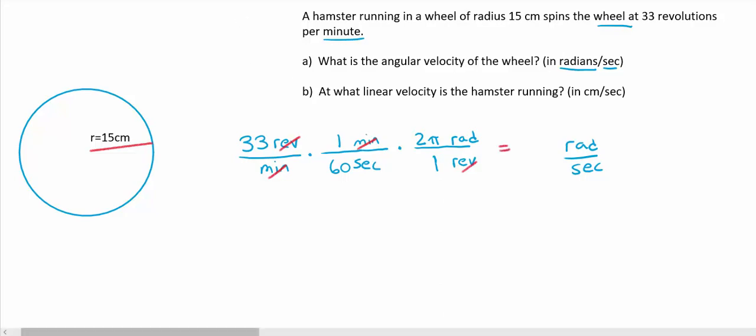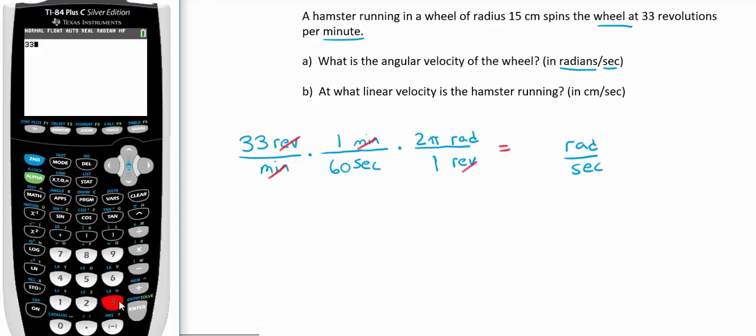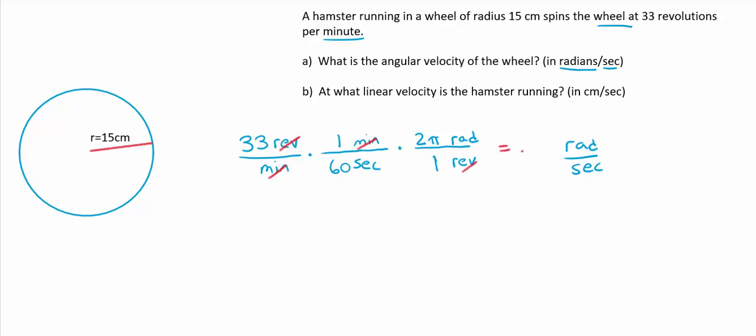So I'm going to turn to a calculator. I have 33. I'm supposed to multiply by 2 pi. The pi symbol on this calculator can be obtained by hitting second and then the caret key. And then all of that needs to be divided by 60, telling me that to a couple decimal places, the wheel is turning about 3.46 radians per second.